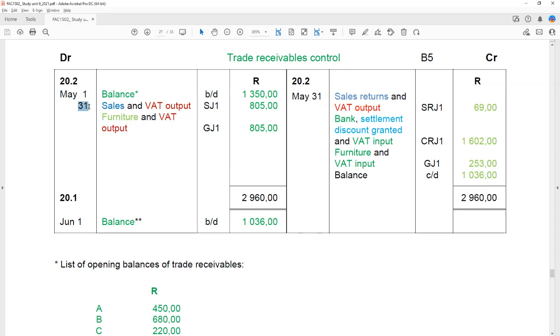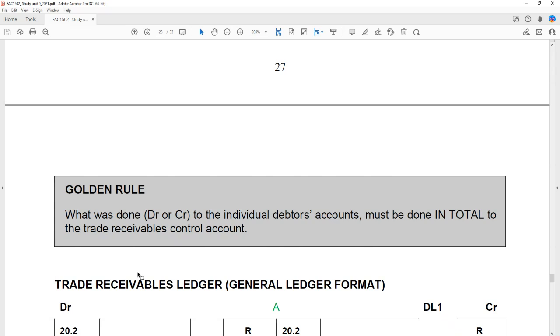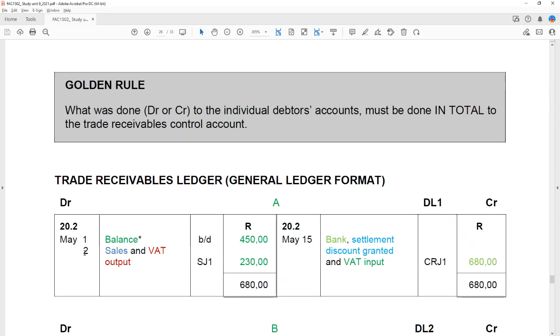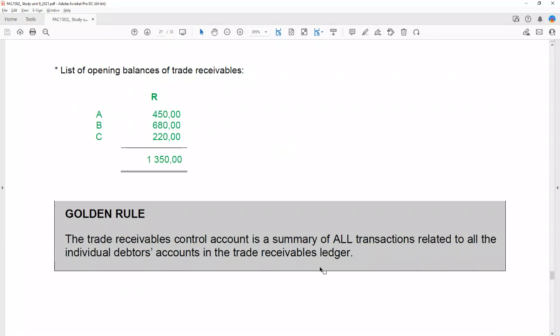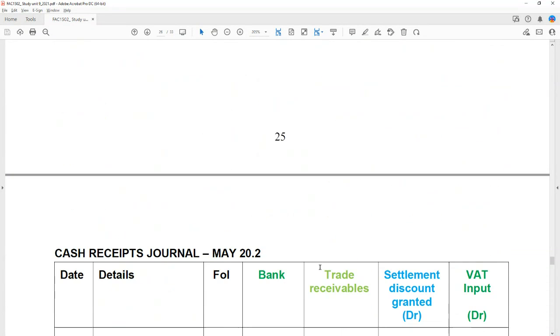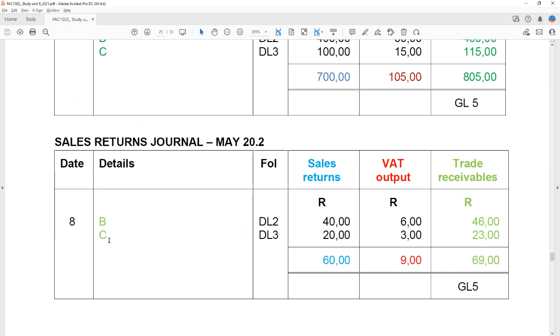May has 31 days, so therefore it's the 31st. Here also the 31st. But when we look at the individual accounts, then we must record it on the day that it physically appeared in the journals. So our opening balance on the 1st, then on the 2nd, we had sales and VAT of 250. Then we will have a payment. We can just check to make double sure. In the sales returns, there's no transaction for debtor A, so nothing coming from there.